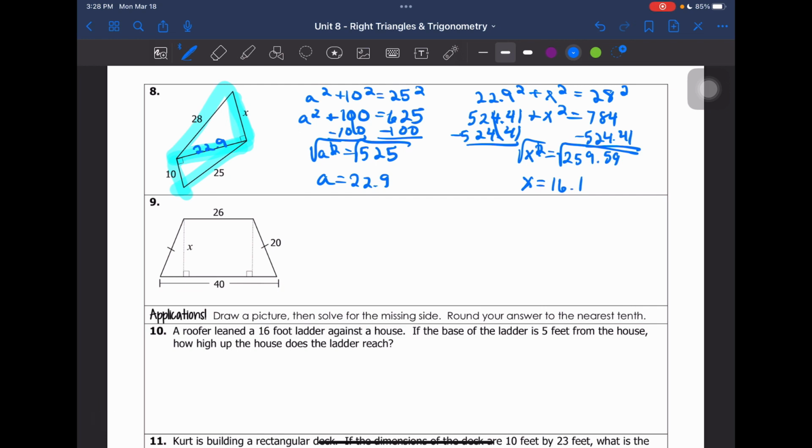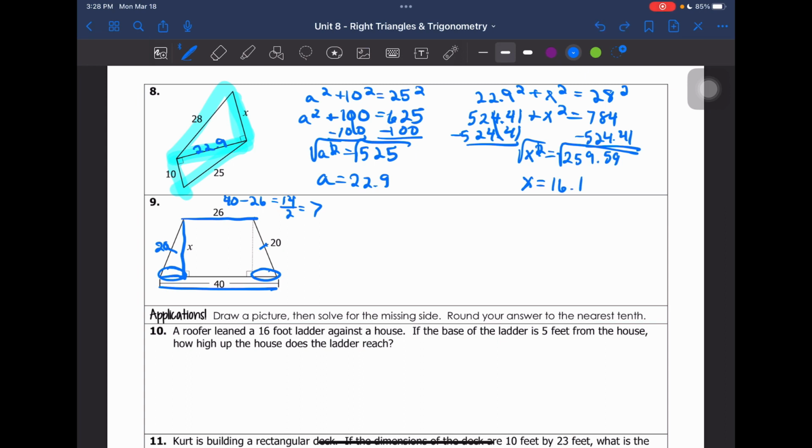Number 9 is also more complicated. At first, we need to know what this measures so that we can find x. If we know that these are congruent, we know that this is 20, right? But what is this right here? Well, if all of this is 40 and this appears 26, we can subtract those two numbers, and that's going to be like this and this. So 40 minus 26 is going to be 14.